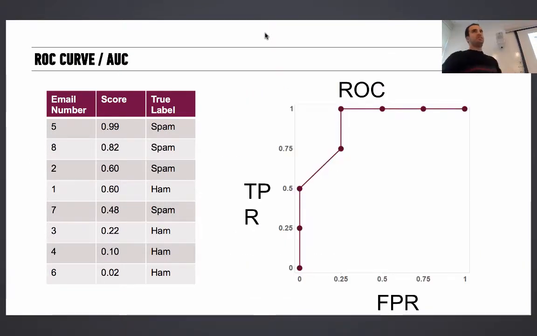And we'll see a visualization in Python as well. But this is what happens when you actually plot those points. What you want is for your curve to shoot up, hug this upper left-hand corner, and then smooth off like this.